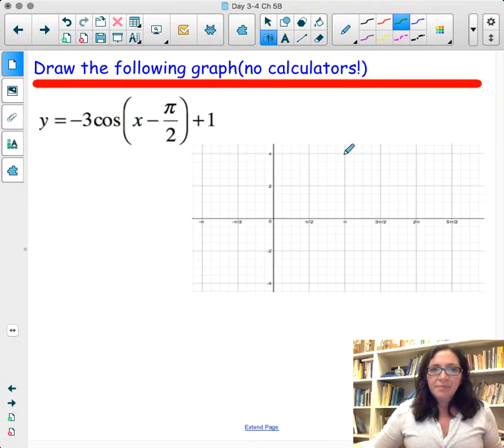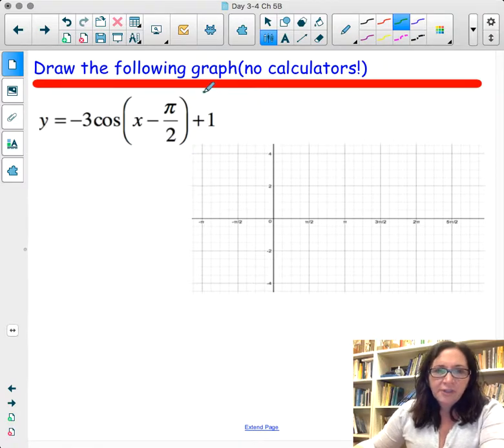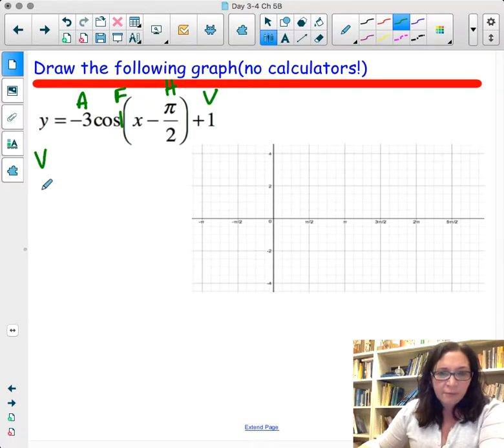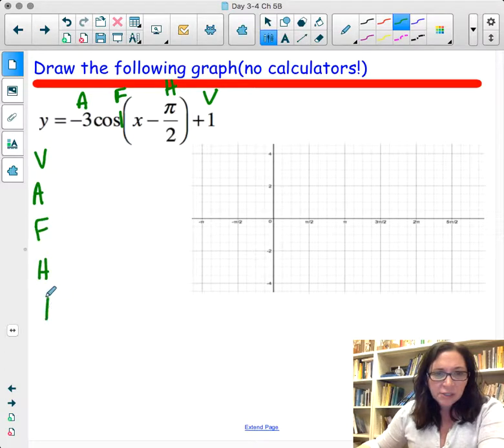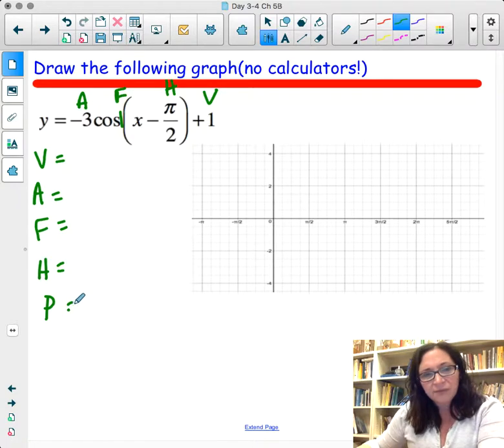Okay? Oh, good. Cosine wave. So put your VAF in. So we have vertical shift, amplitude is 3. Frequency, that happens in between the word and your variable. So that's going to be my frequency. And I've got my horizontal shift. So we have vertical shift, amplitude, frequency, horizontal shift, and period.